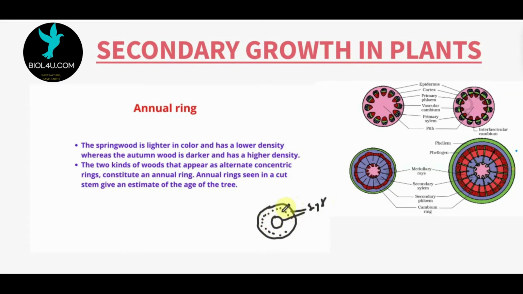So when you count the annual rings, you can count the age of the plant. So if 10 rings are present, the plant is 5 years old, because in each and every year it is producing two rings, the autumn ring and spring ring, or autumn wood and spring wood. So two rings together form 1 year. So by counting the number of rings, you can find the age of the plant. So that is known as the annual ring. See here, this is the ring, and you count how many rings are present, take half of that, and that is the age of the plant. Okay, so that is the annual ring.